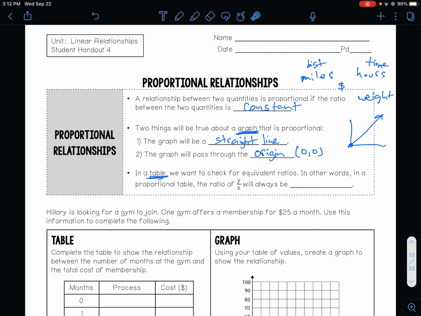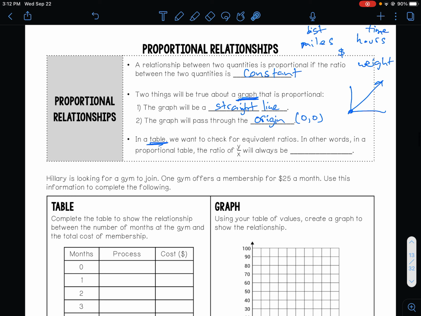So in a table, like this one right here, we want to check for equivalent ratios. In other words, in a proportional table, the ratio of y over x will always be constant. So this one is going to be trickier. You have to check the y over x ratios and see if they are equal every time.